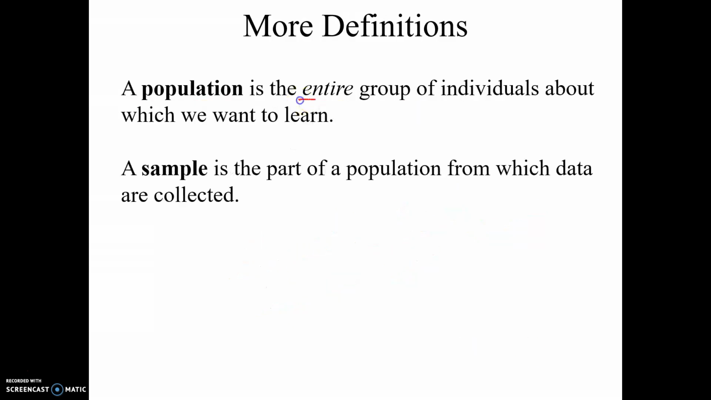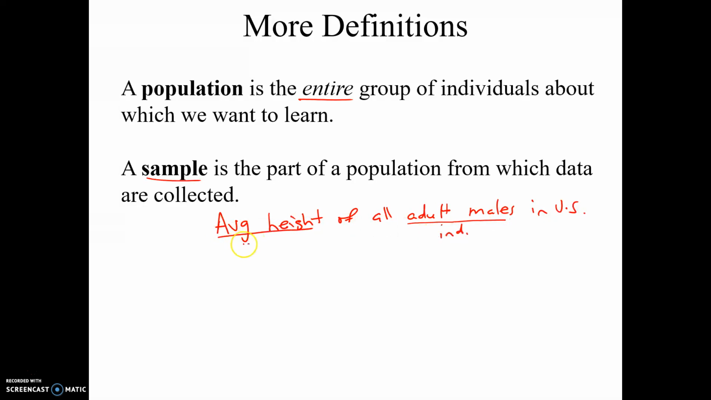Now, a population is the entire group of individuals about which we want to learn. And a sample is just a part of the population. So let's go back to our original example about the average height of all adult males in the US. Okay, so our individuals are the adult males, and our variable is the average height of these individuals. Now, is it practical to go to every single adult male in the US and ask them what their height is and then take that average?